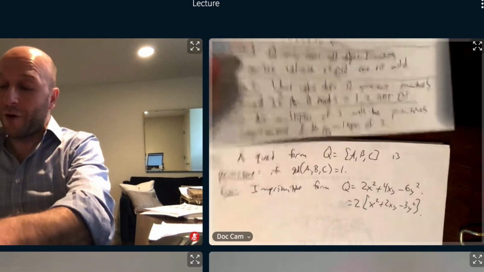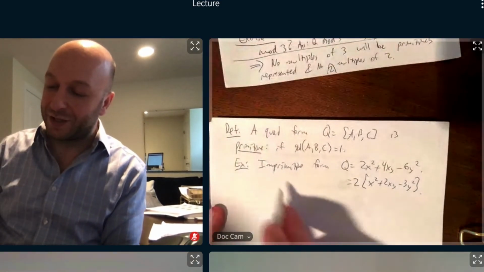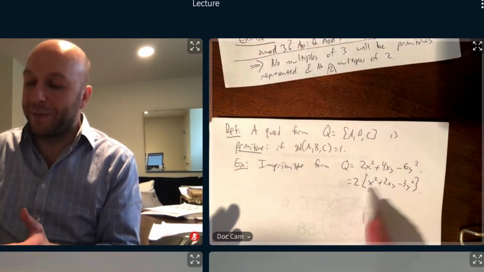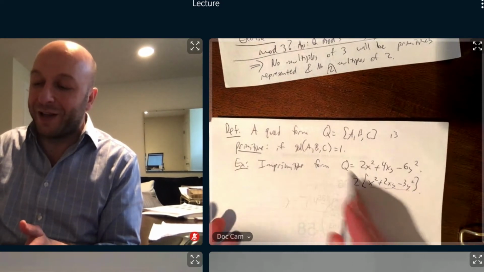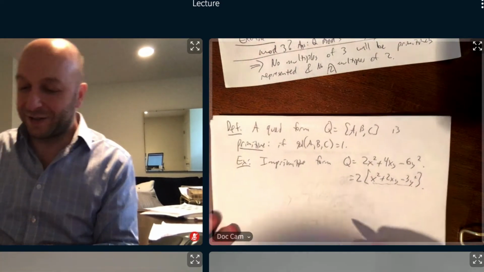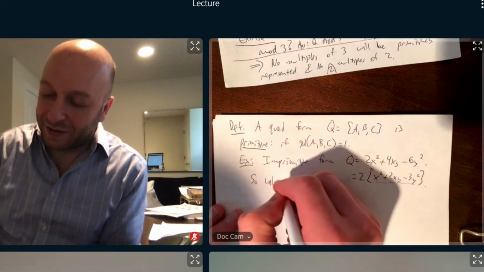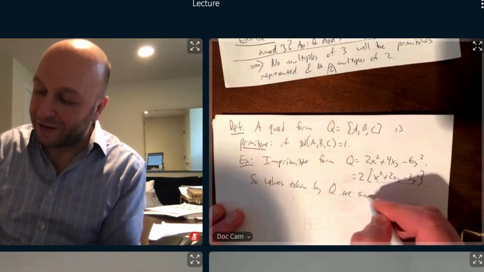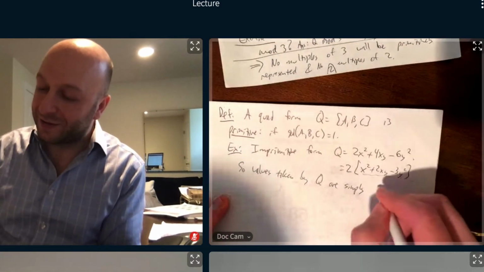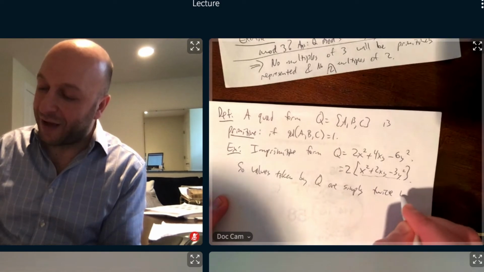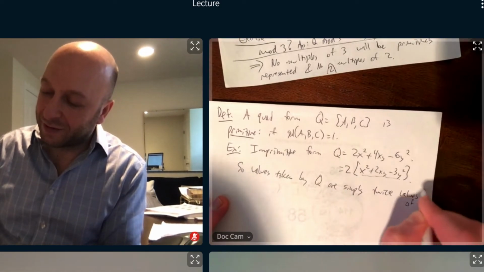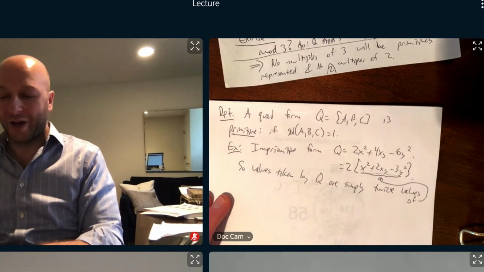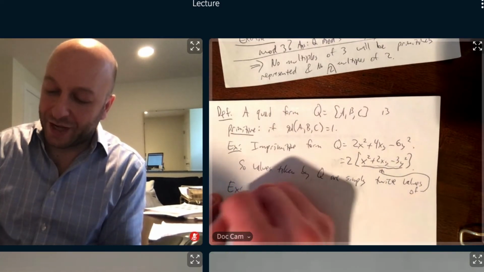Right, it doesn't have to be pairwise primitive. So this form is imprimitive. So it's not interesting to check what happens to its values. Check the values of this one and double it, and that tells you everything about the values. So values taken by Q are simply twice values of this primitive guy. Okay? Here's an example. Here's another example.